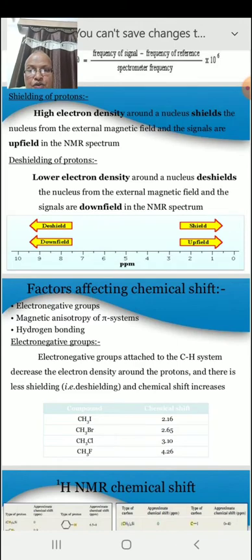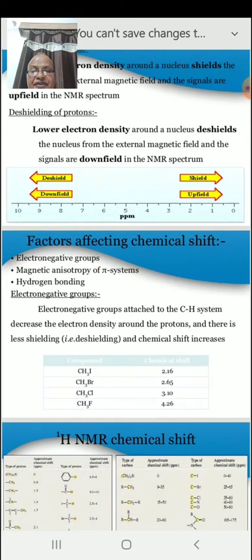Electronegative groups attached to the carbon hydrogen system decrease the electron density around the protons. And there is less shielding, that is deshielding, and chemical shift increases. If we take the example of CH3I, it has a chemical shift of 2.16. CH3Br has 2.65, CH3Cl is 3.10, and CH3F is 4.26.